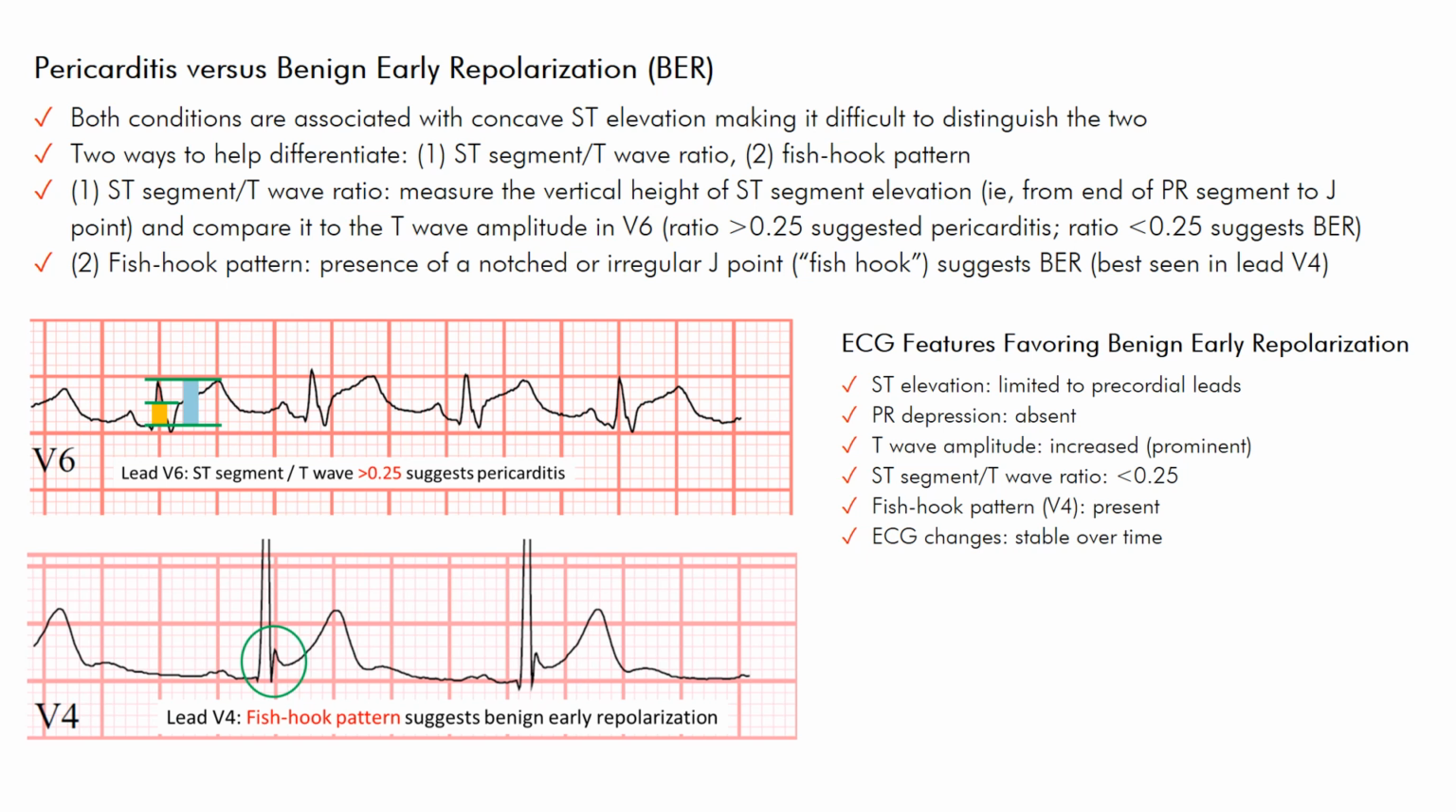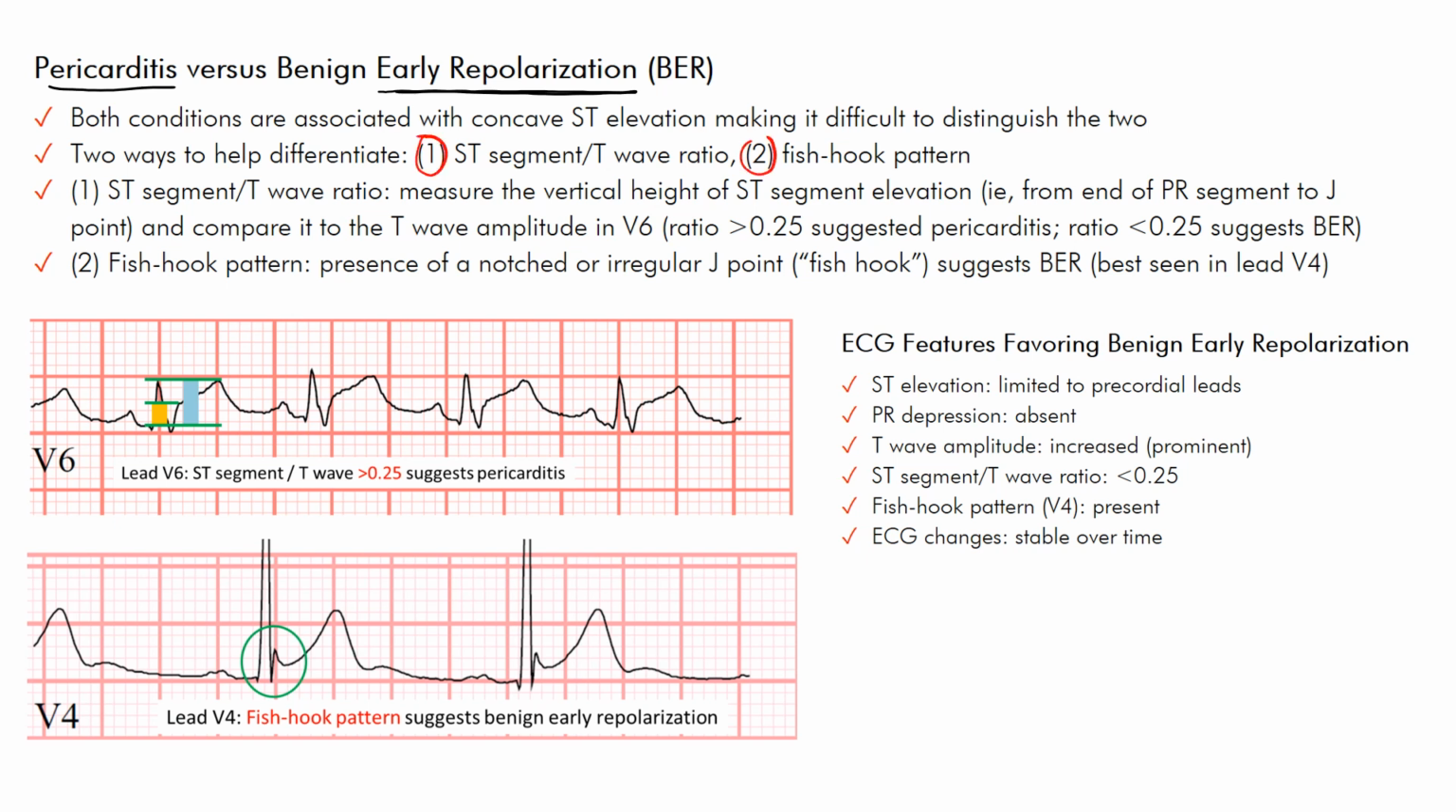Our focus here is pericarditis versus this early repolarization pattern. Still benign early repolarization, but let's call it an early repolarization pattern. Both of these conditions are associated with concave ST elevation, which makes it difficult to distinguish them. There are a few ways to distinguish them, and they're quite useful, and some may be new to you. The 2 ways that help differentiate are the ST segment to T-wave ratio and a fishhook pattern.